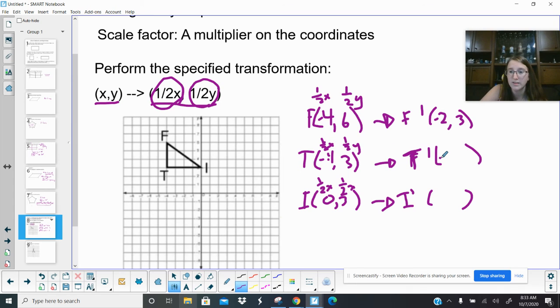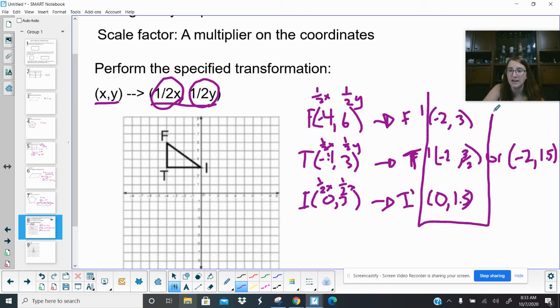1/2 times -4, that gives me -2. 1/2 times 3, you guys can write this as a decimal. You can either write 3/2, or you can put this as 1.5. Do 3 divided by 2 in your calculator, you get 1.5. Either answer is acceptable. We have 1/2 times 0 is 0. We have 1/2 times 3 is once again 3/2 or 1.5. So these are our answers.